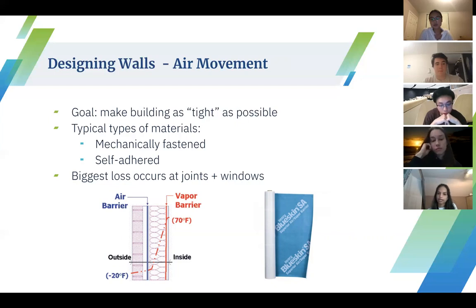Self-adhered membranes are definitely better just because they stick right to the building, but they are harder to put up, especially in windy conditions, because they kind of just stick onto each other, and then you've lost the seal that it can go onto the building. The biggest loss also occurs at joints and windows, or bends, because if you're trying to make things as continuous as possible, those are probably going to be the hardest to seal up.